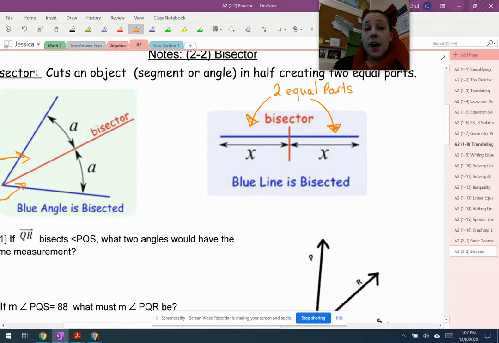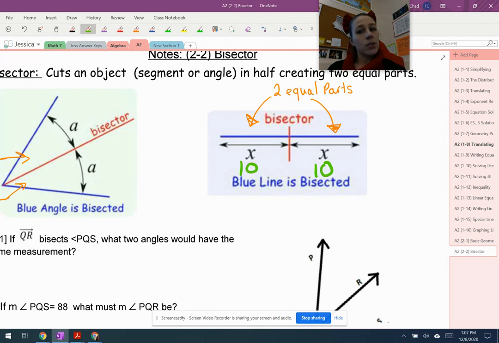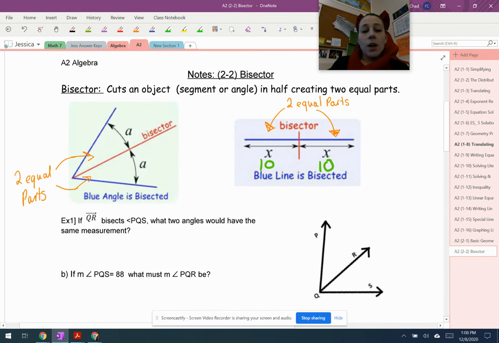So if I told you that half of this line was equal to 10, you would know that the other half of that line also has to be equal to 10 in order for them to be the same amount, which would make the entire segment 20. 10 plus 10. And that's about the gist of a bisector. We'll look at some examples next.